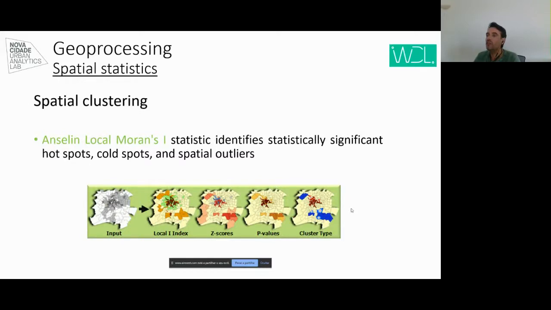Another measure that you can use is the Anselin local Moran's I statistic that identifies statistically significant hotspots, cold spots, and also spatial outliers. This is to say that, for example, in a hotspot, it can identify specific points that are cold spots inside a hotspot. That could be interesting, for example, for your analysis.